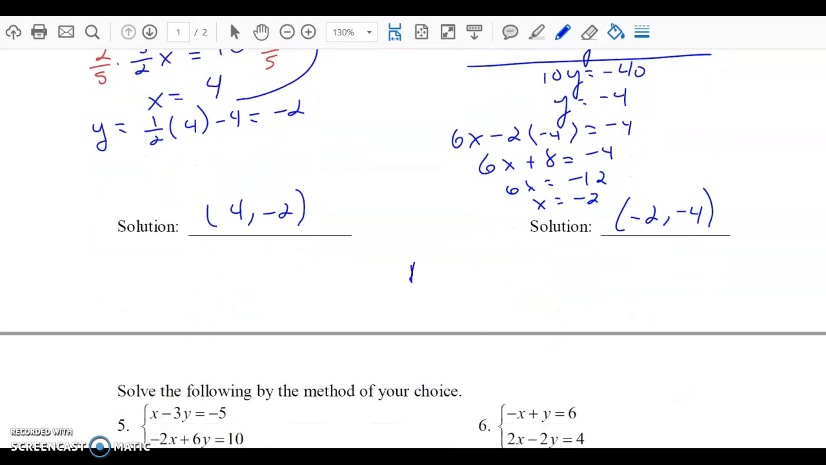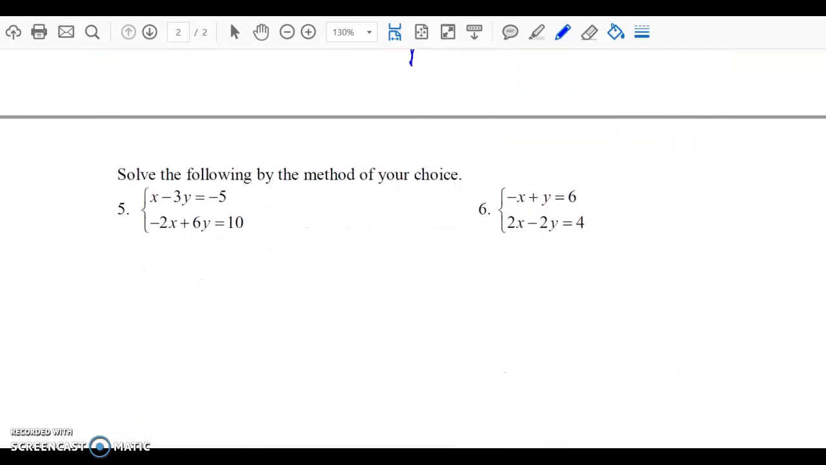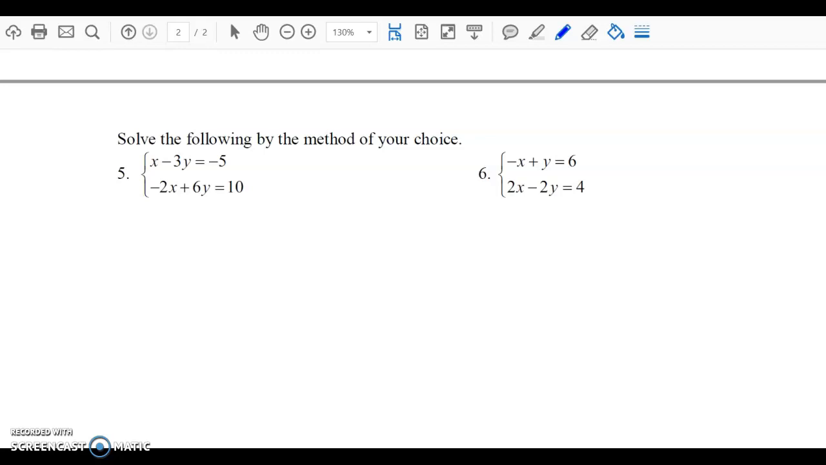Okay, moving on to the back page. Solve the following by your choice. I would say if it's not isolated, I would go ahead and solve by elimination. So I'm going to multiply the top equation by 2.